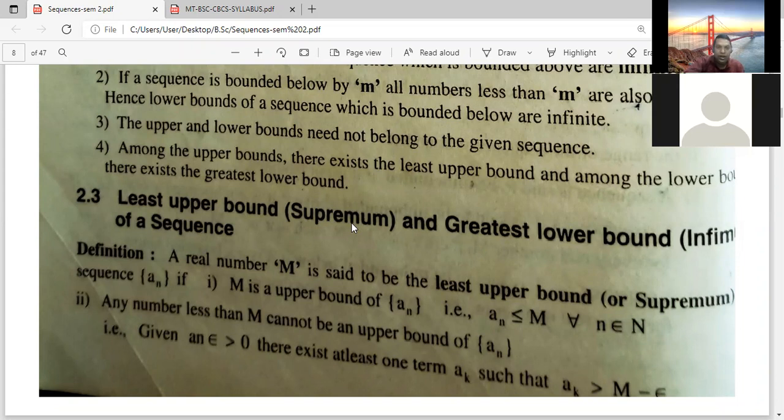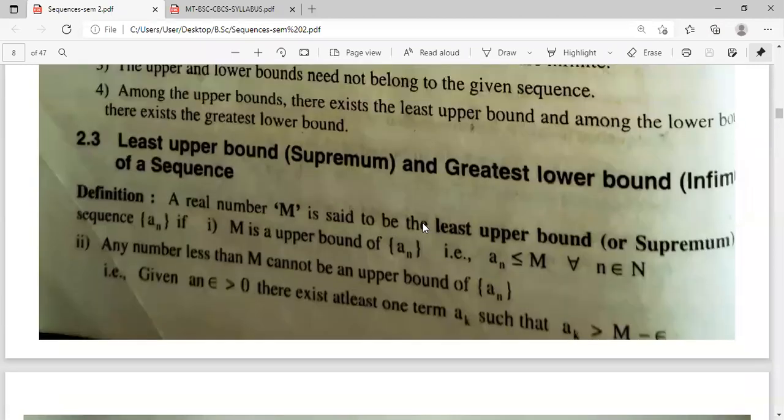Now, with the knowledge of sequences, and then bounded sequences and unbounded sequences, we are going to go for the least upper bound. It is called a supremum. And the greatest lower bound of the sequence is called the infimum, that we have to see here.